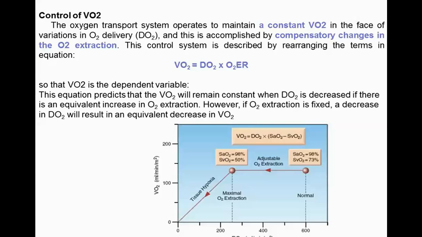250 divided by 1,000 is 25%. But 250 divided by 750 will be 33%. So the extraction ratio increased. What is our goal? To maintain the same oxygen uptake. What's the cut-off value? The maximum oxygen extraction is 50%. After that there will be tissue hypoxia and death.